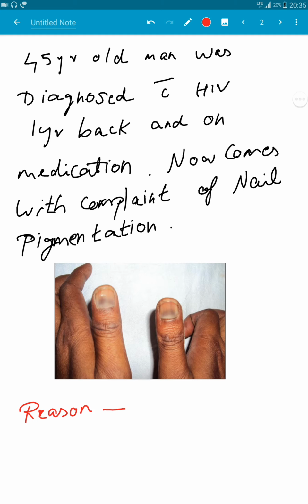Today we are going to see about HIV AIDS. Before going into detail, I will discuss a case. A 45-year-old man was diagnosed with HIV 1 year back and is on medication. Now he comes with a complaint of nail pigmentation. So what is the reason? This is the type of pattern of questions that will be asked in NEET and next. So watch the video completely and comment your answers. So we can go in detail.